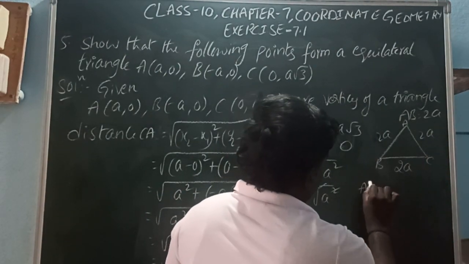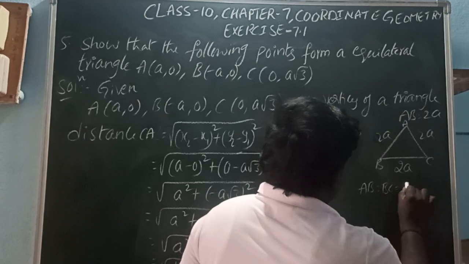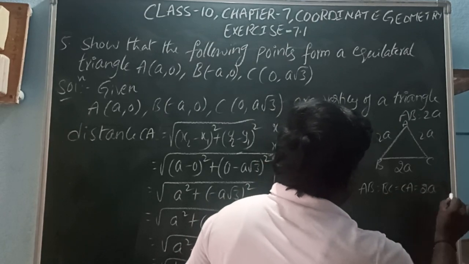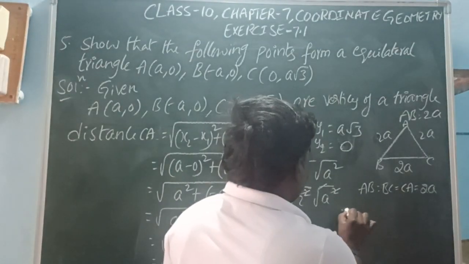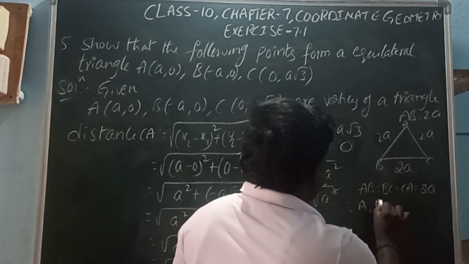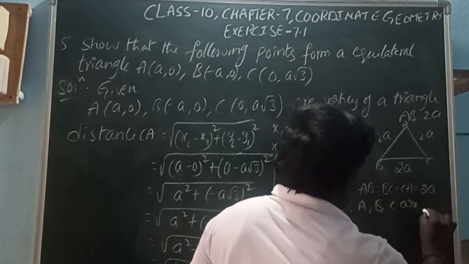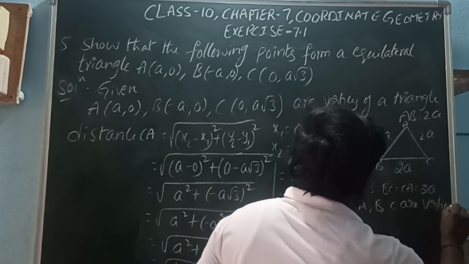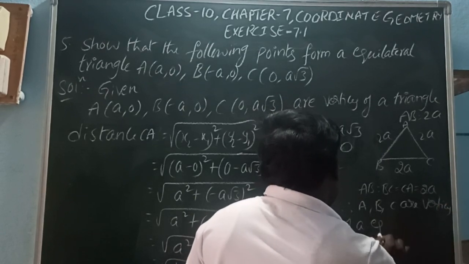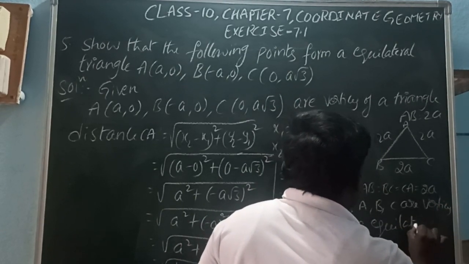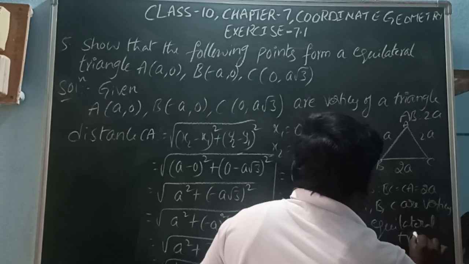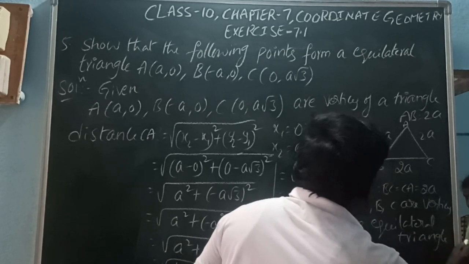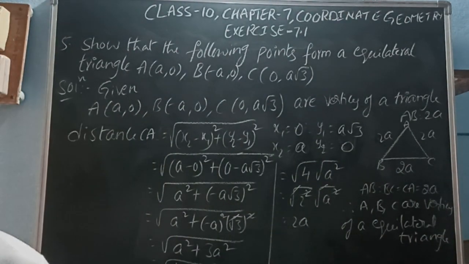So that is AB is equal to BC is equal to CA is equal to 2a. All sides are equal. So therefore A, B, C are the vertices of an equilateral triangle. Therefore, proved. So equilateral triangle means what? All sides are equal.